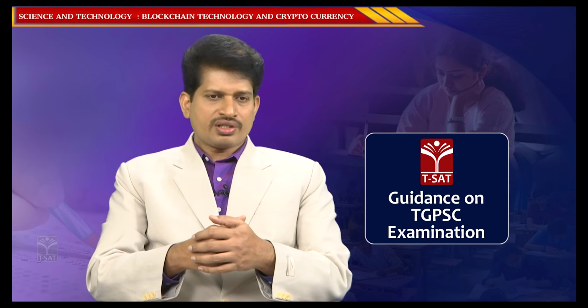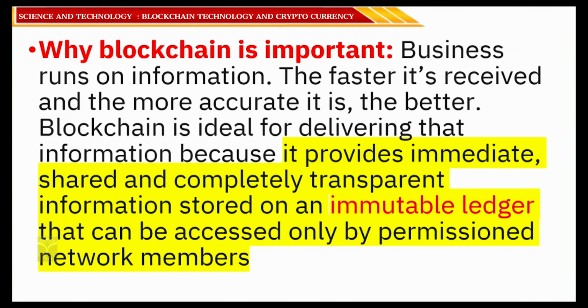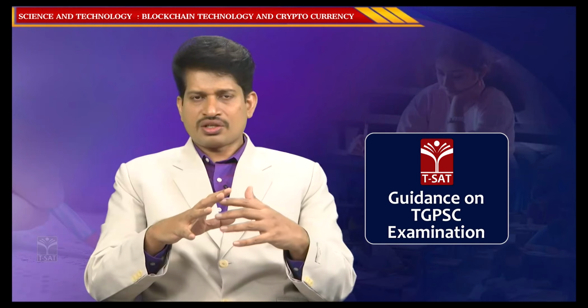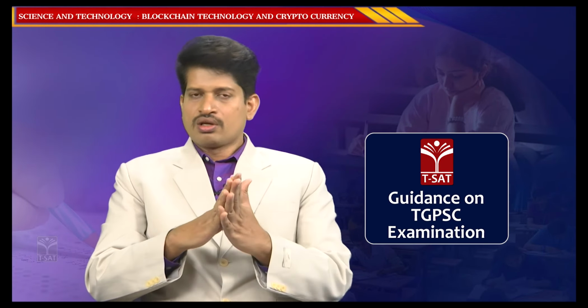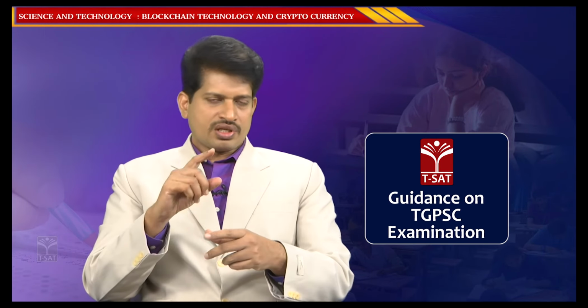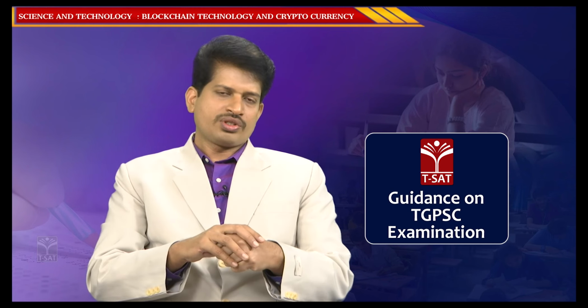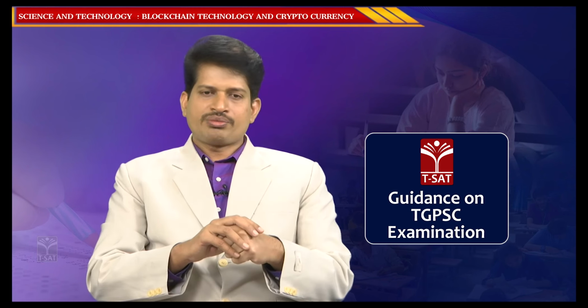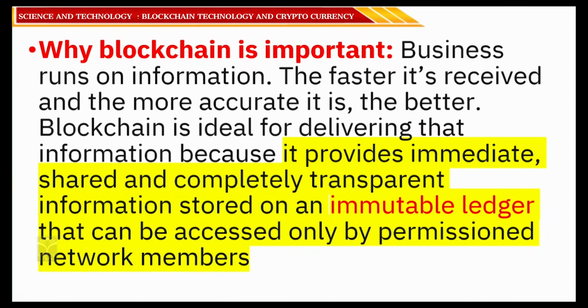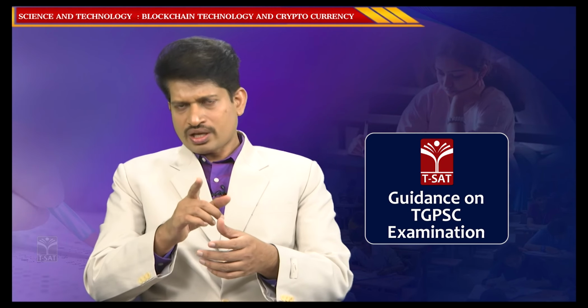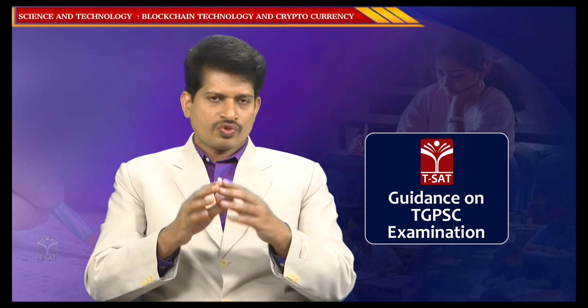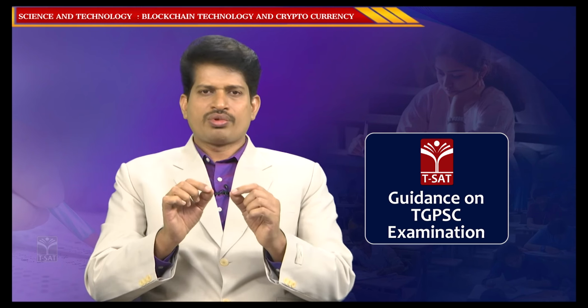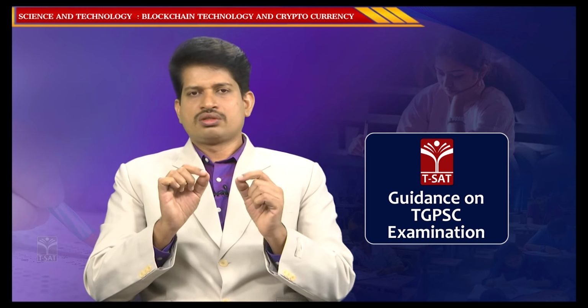It provides immediate, shared, and completely transparent information stored on an immutable ledger. So, these transactions are instant and fast, and cannot be altered as you like. If there is a real transaction, then only the ledger will change. That can be accessed only by permissioned network members. To see this ledger, everybody doesn't have access. You can get access to your own account and nobody else can get into this. So, only permissioned people are allowed to get into the ledger.